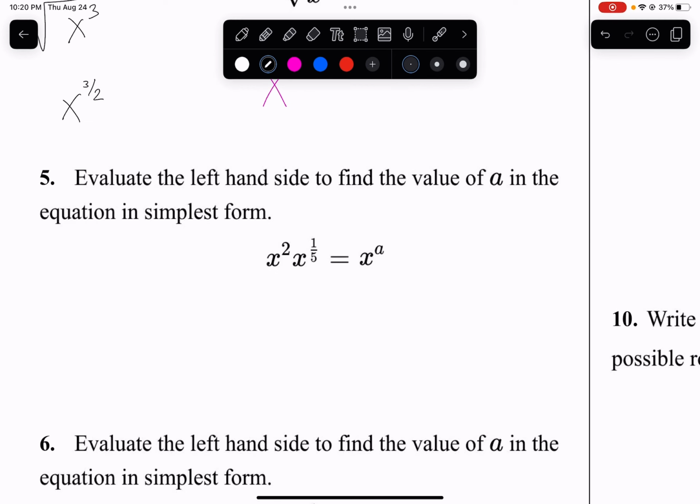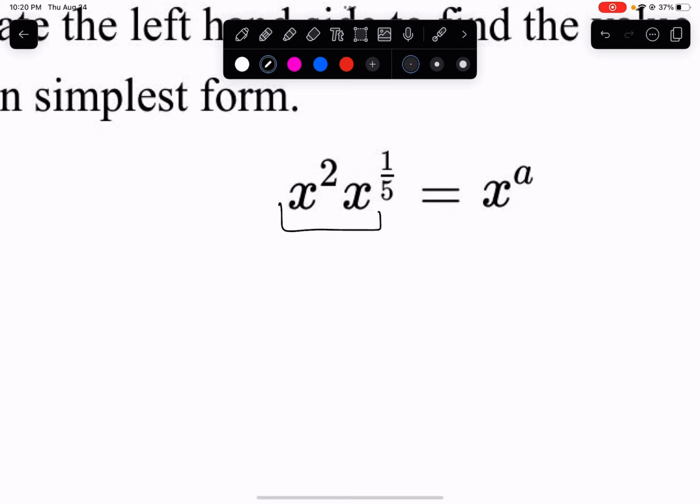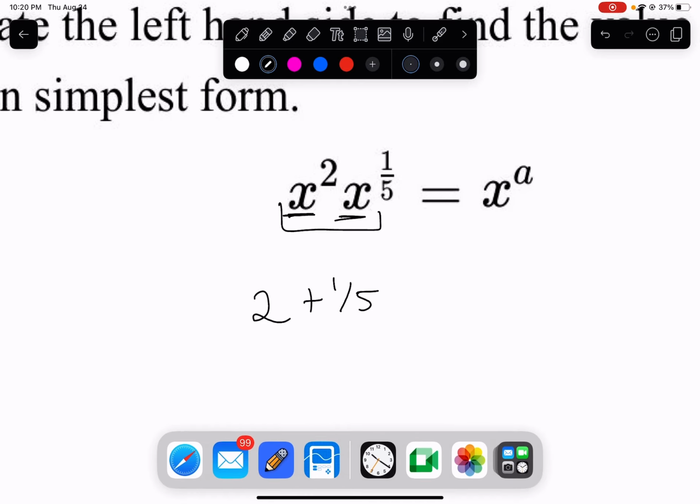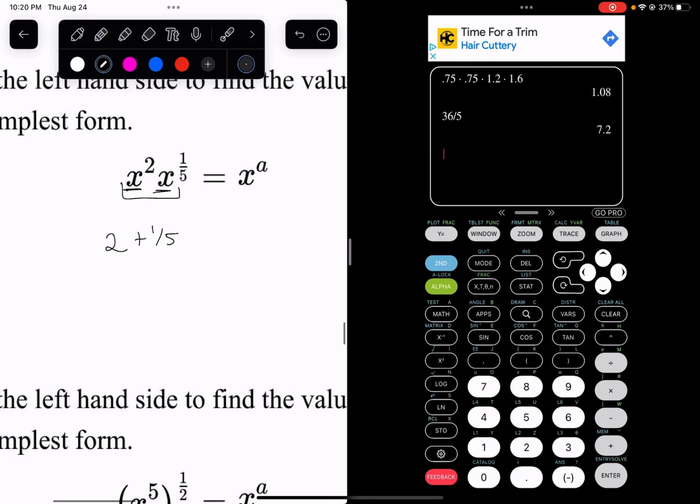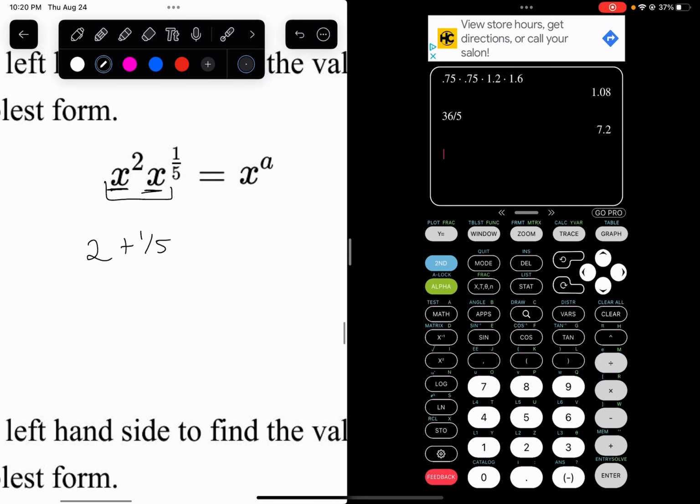All right, so let's go ahead and try number 5 here. They want us to find the value of a. So if you recall, when we are multiplying things with exponents, or exponents with the same base, we add them. So we just need to do 2 plus 1/5, okay? I am okay with you using your calculator on this. So you could do 2 plus 1/5 on your calculator, which you end up with 11/5.